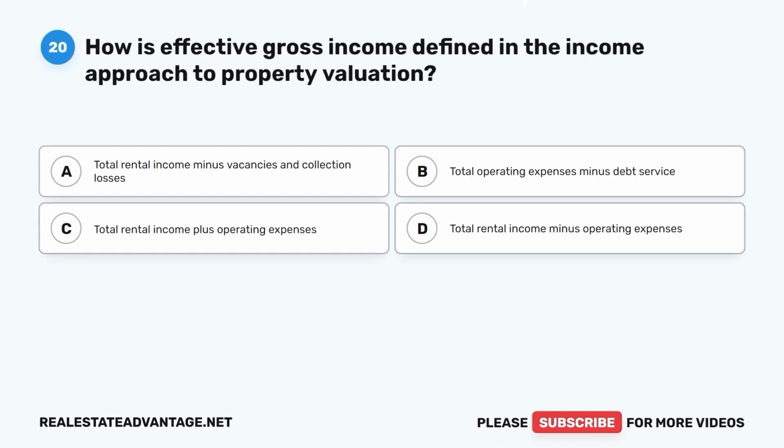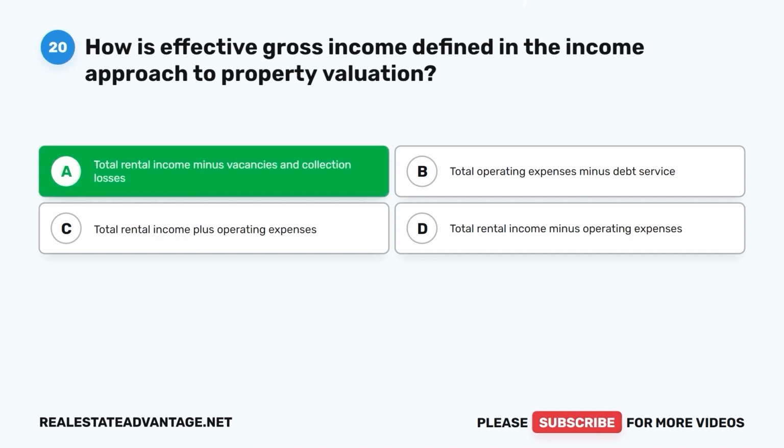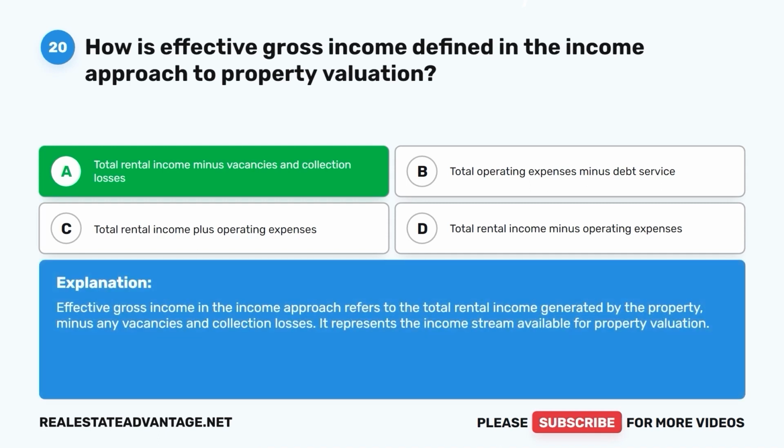Question 20. How is effective gross income defined in the income approach to property valuation? A. Total rental income minus vacancies and collection losses. B. Total operating expenses minus debt service. C. Total rental income plus operating expenses. D. Total rental income minus operating expenses. The correct answer is A. Total rental income minus vacancies and collection losses. Effective gross income in the income approach refers to the total rental income generated by the property minus any vacancies and collection losses. It represents the income stream available for property valuation.